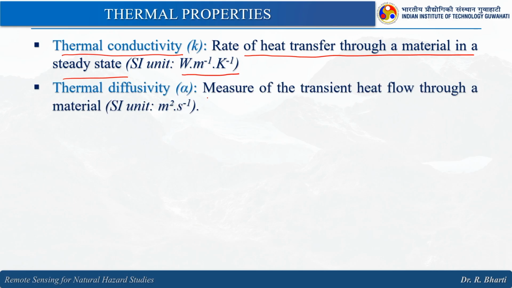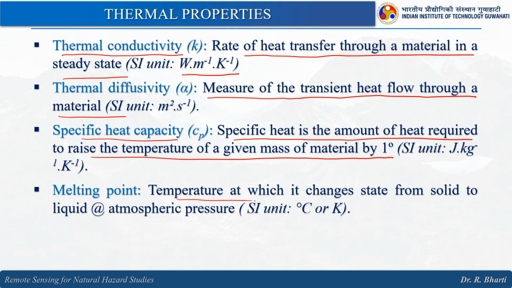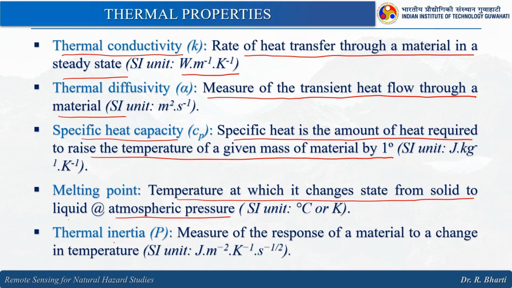Thermal diffusivity measures the transient heat flow through a material. Specific heat capacity is the amount of heat required to raise the temperature of a given mass of material by 1 degree. Melting point is the temperature at which it changes from solid to liquid at atmospheric pressure. And thermal inertia measures the response of a material to change in temperature.